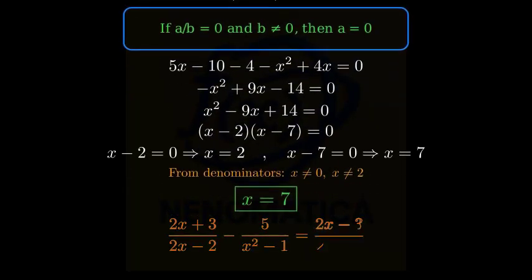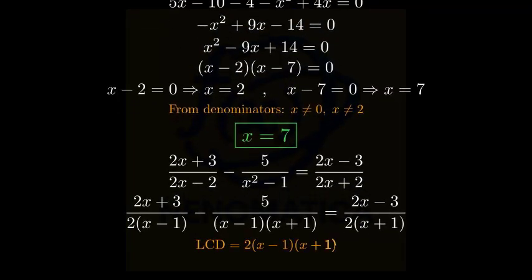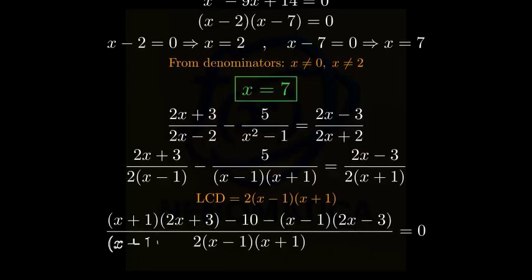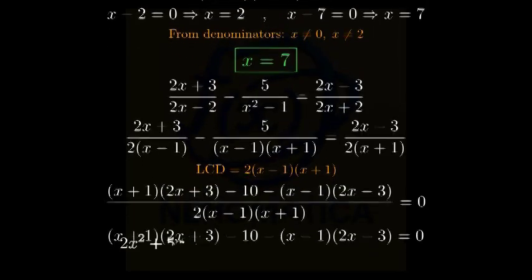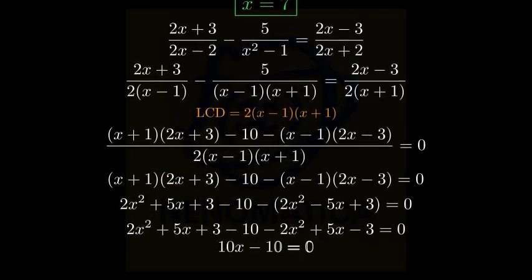Second example. Solve the equation (2x plus 3) over (2x minus 2) minus 5 over (x squared minus 1) equals (2x minus 3) over (2x plus 2). First, factor all denominators. The common denominator is 2 times (x minus 1) times (x plus 1). Write every term with this common denominator and move everything to one side. Expand the numerator carefully. Combine like terms to get a linear equation. Then solve and check domain restrictions.